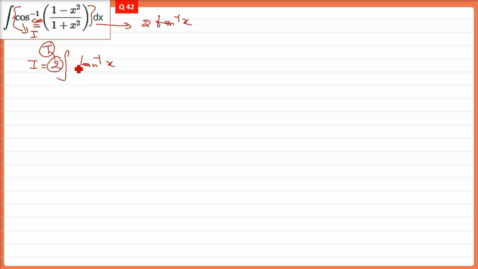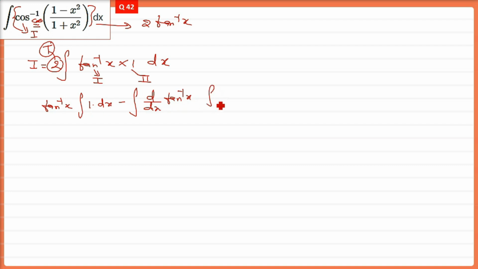Now tan inverse x cannot be integrated like that. You have to have a 1. So tan inverse x will be taken as the first term, and 1 can be taken as the second term. So tan inverse x times the integration of 1 dx, minus the integration of d by dx of tan inverse x times the integration of 1 dx, and this whole will be integrated again. So we have a tan inverse x.